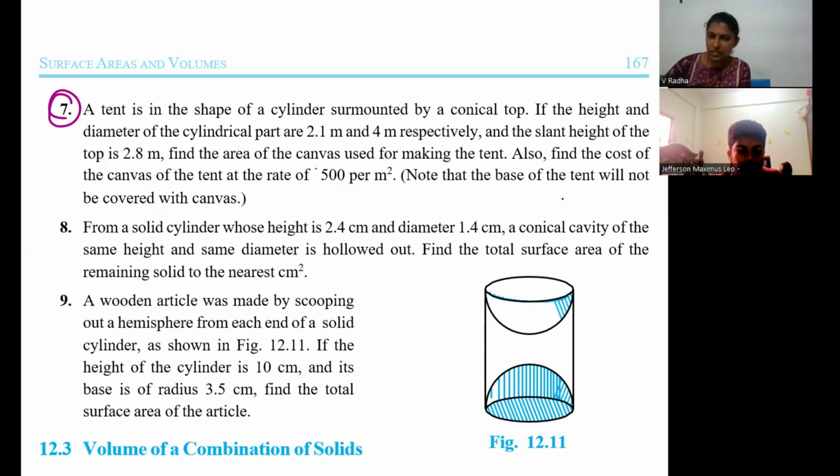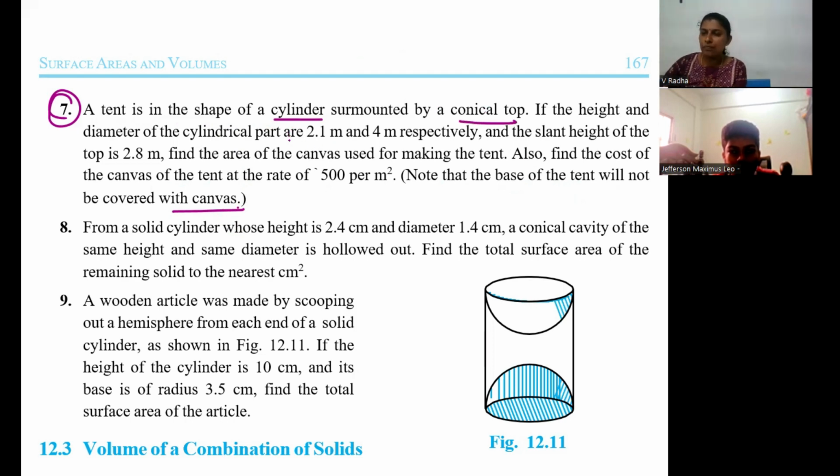So, you know, in any tent, the floor is not covered with canvas. Sometimes a carpet is used. So in the same way, the base of the tent will not be covered with the canvas. The canvas is used for making the tent. Okay, a tent is what shape? The shape of a cylinder surmounted by a conical top.